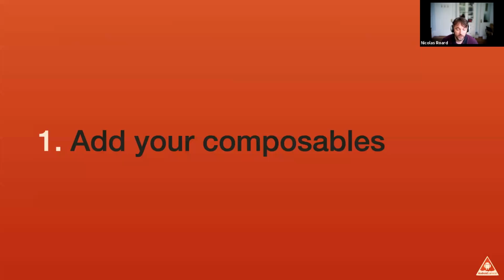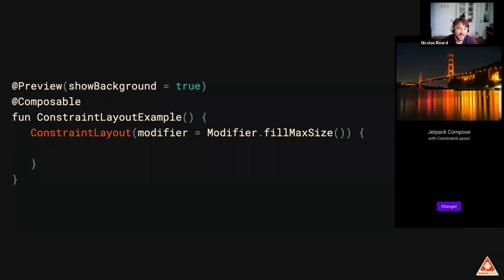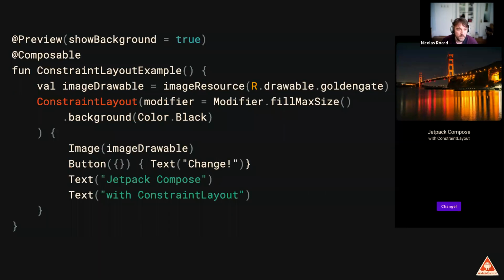So how does it work? First, you create your composable. That's very straightforward. ConstraintLayout is a composable, and you include it like that. You notice this @Preview annotation. There are a lot of different attributes you can pass to that annotation to control the type of preview. And then you add the composables that are part of your screen, so the image, button, text, etc. Like normal Compose stuff.